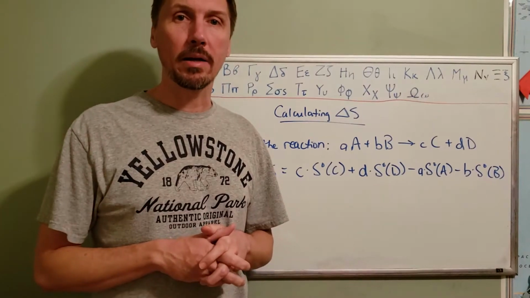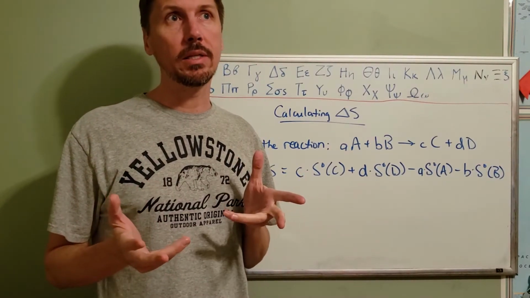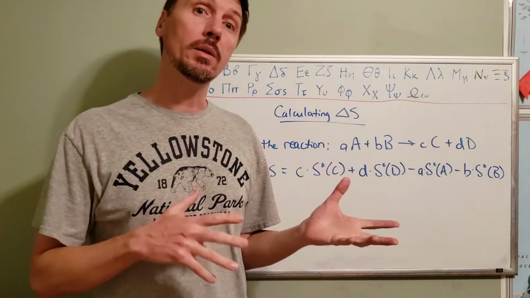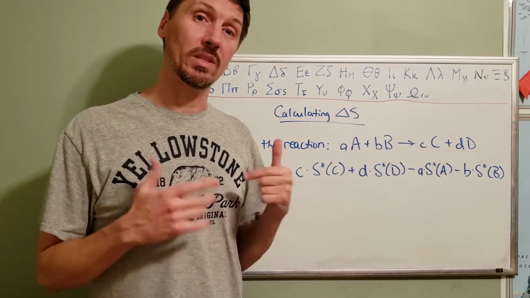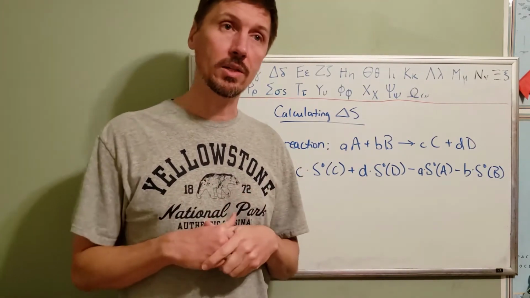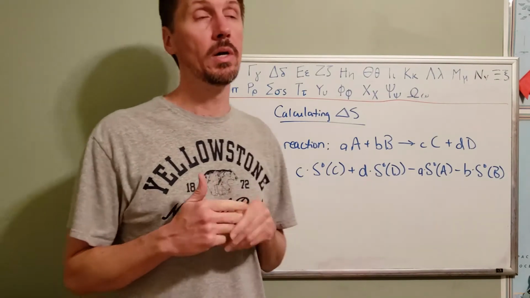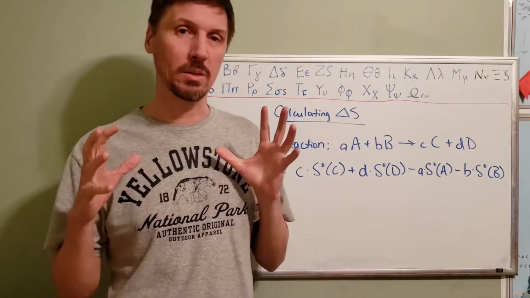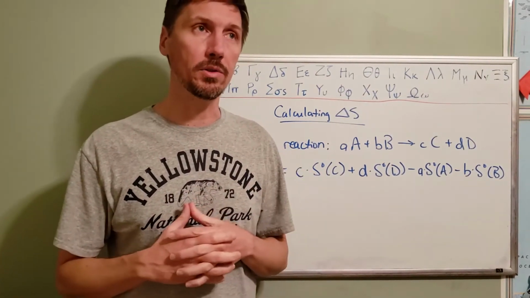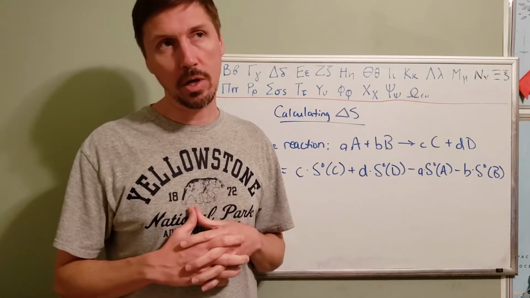All right, so we're back. Last lecture, we basically ended with being able to determine what the sign of change in S was for a chemical reaction. So now we want to talk about what if we want to actually put a numerical value to the change in S. How would we go about doing that?